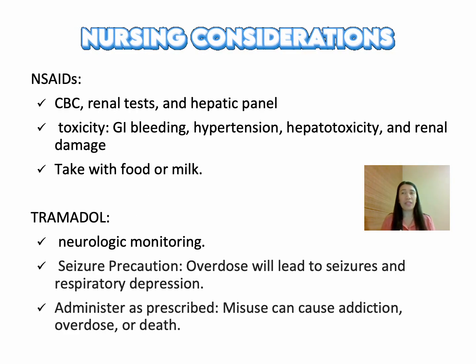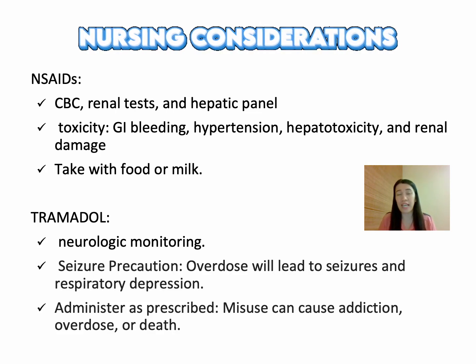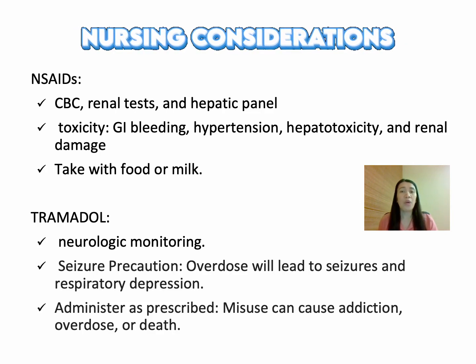For NSAIDs, we need to monitor complete blood count, renal tests, and hepatic panel. We need to watch out for GI bleeding, hypertension, hepatotoxicity, and renal damage. It is recommended to take NSAIDs with a meal or with milk to minimize upsetting the stomach and reduce the risk of ulcer. For tramadol, we need to monitor the neurologic aspect of our patients.